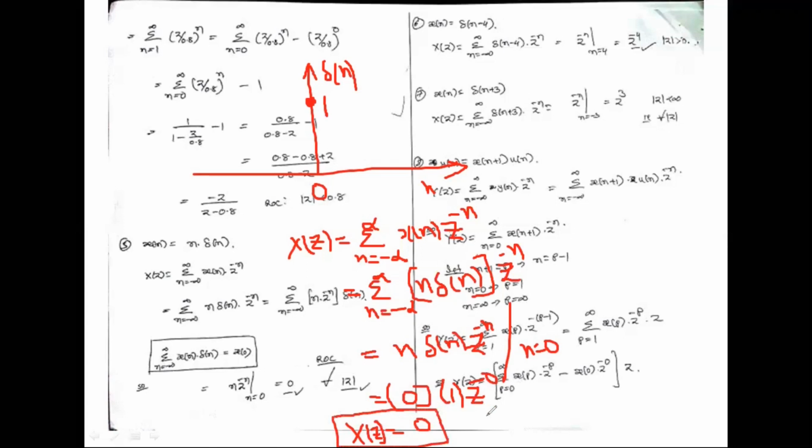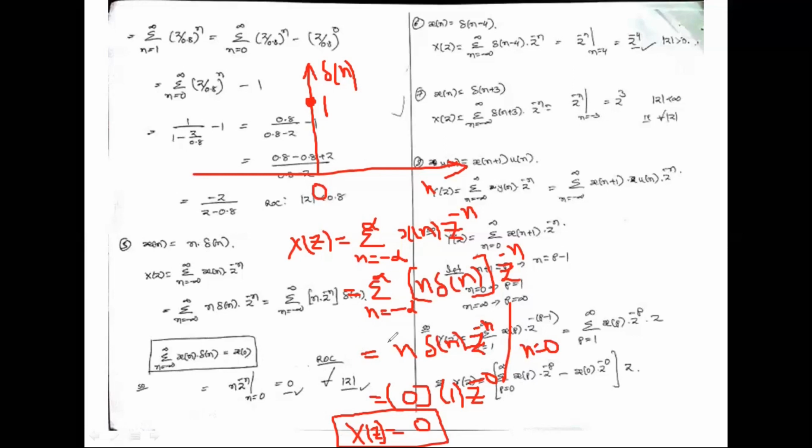What is the ROC? The entire z plane. For any value of z, X of z is 0. There is no change in the function X of z for any value of z. So the ROC is the entire z plane. So X of z is equal to 0 for n delta of n.